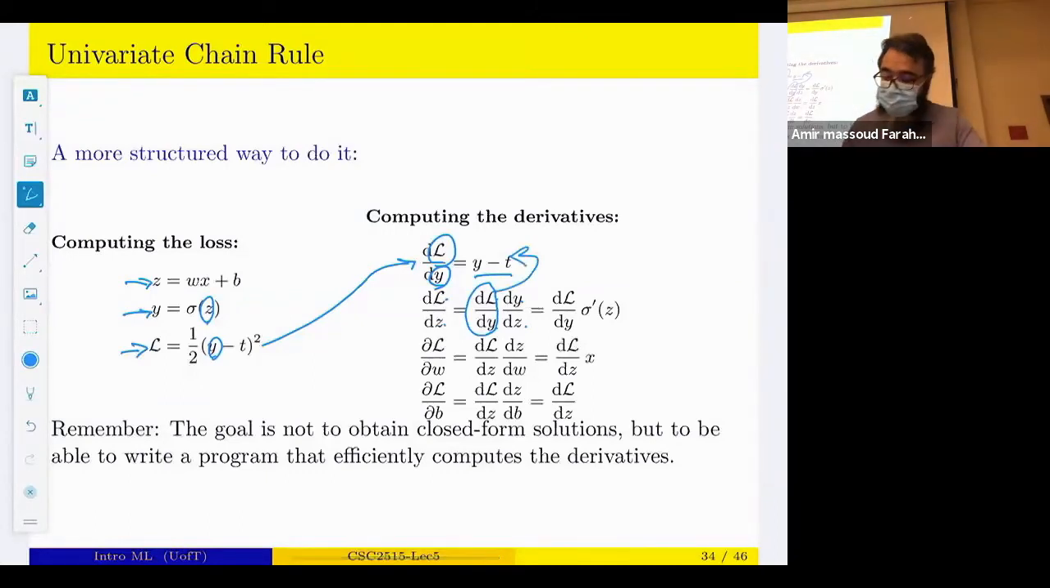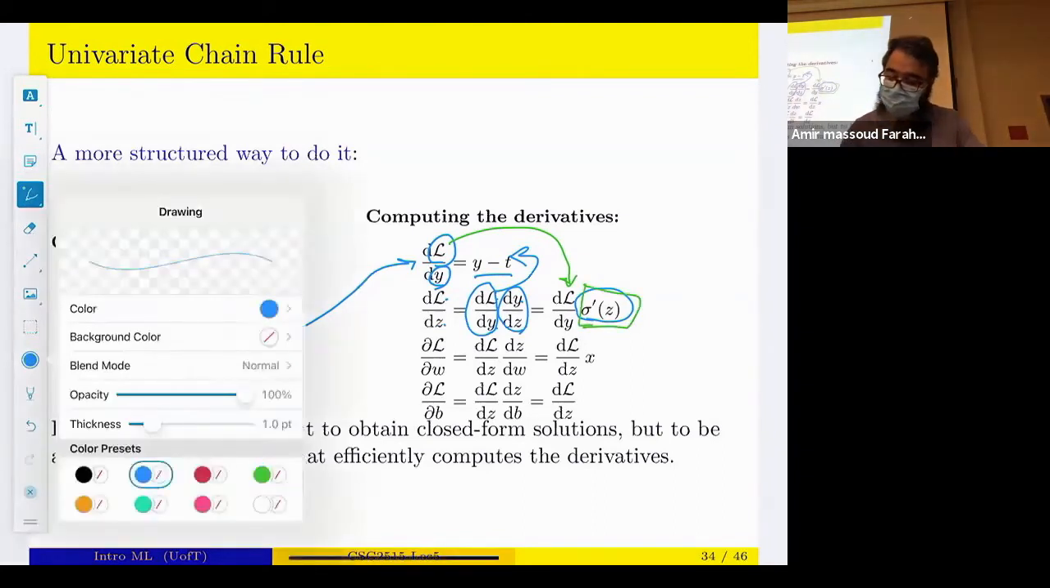Now we need to compute the derivative of y with respect to z. This is through the chain rule, but that's easy because the derivative of y with respect to z is sigma prime of z. So you see what is happening here is that I used the derivative I computed at the previous step in order to compute the derivative at the current step. If I have computed the derivative of L with respect to y, I can just multiply it by this term here. And now I can go one step backward.